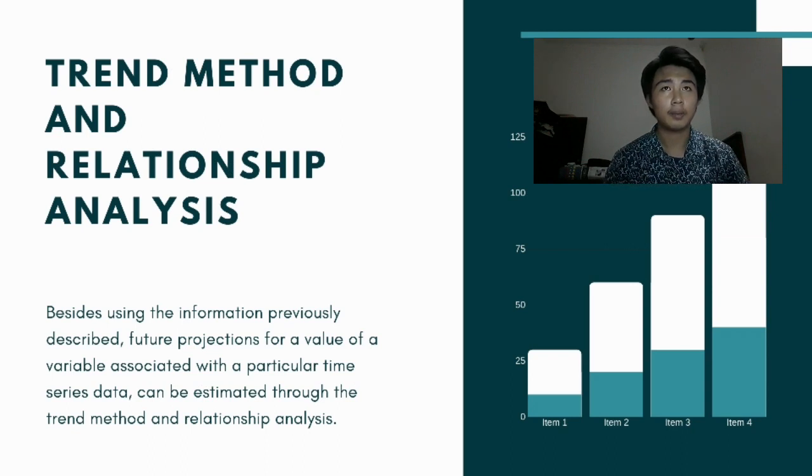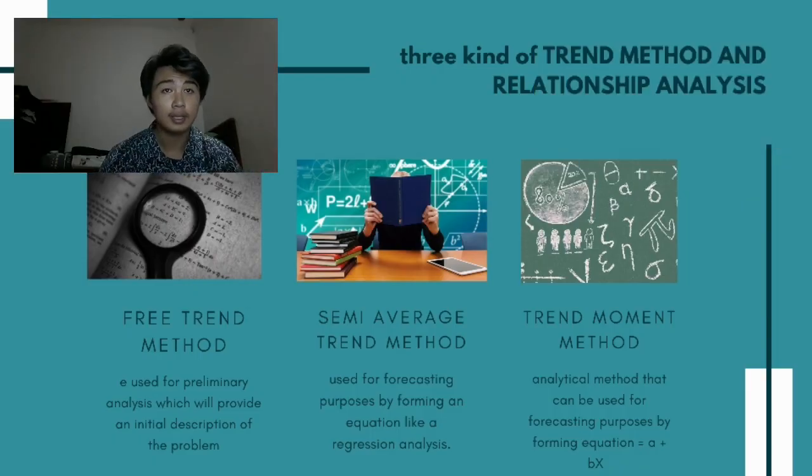Next, we talk about the trend method and relationship analysis. Besides using the information previously described, future prediction for a value of the variable associated with particular time series data can be estimated through the trend method and relationship analysis. And these are the three kinds of trend method and relationship analysis. Number one is the free trend method.